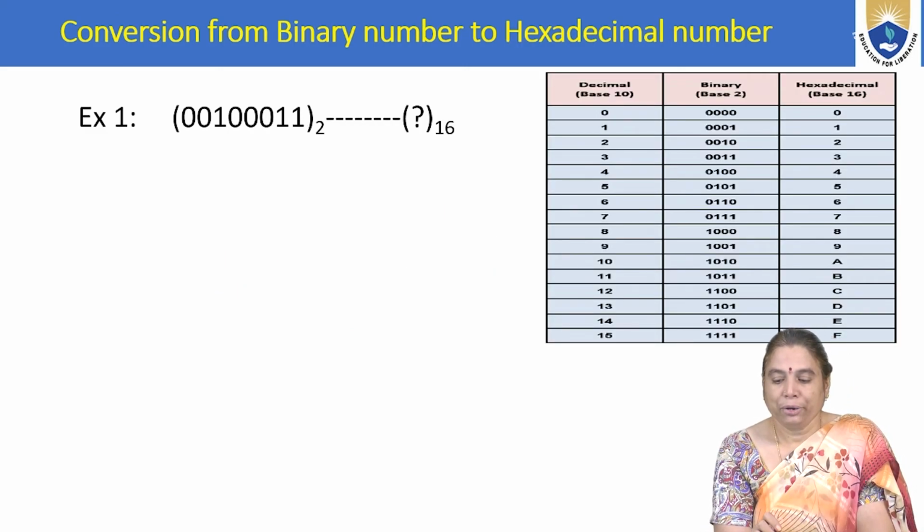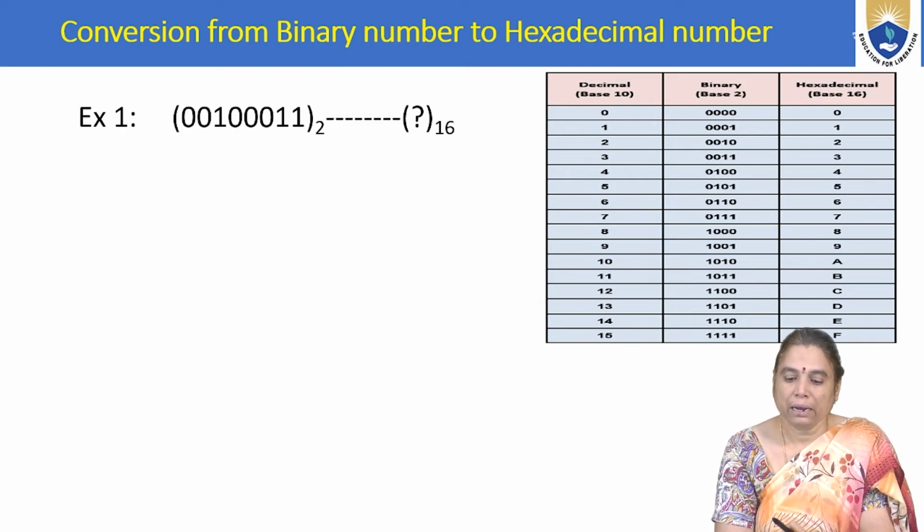Conversion from binary to hexadecimal. In case of an octal number, 3 bits are enough to represent the position of each binary digit in the octal number. But in case of a hexadecimal number, 4 bits can be grouped to represent the corresponding hexadecimal number.